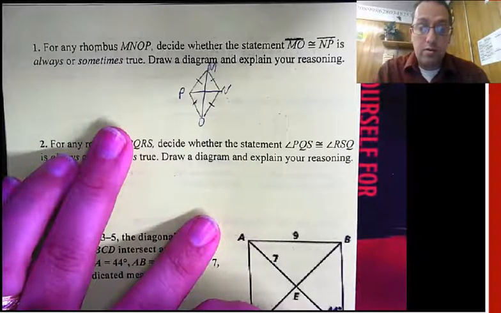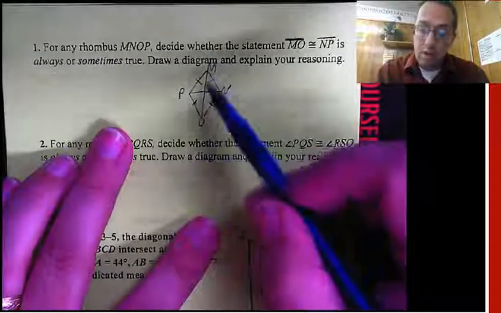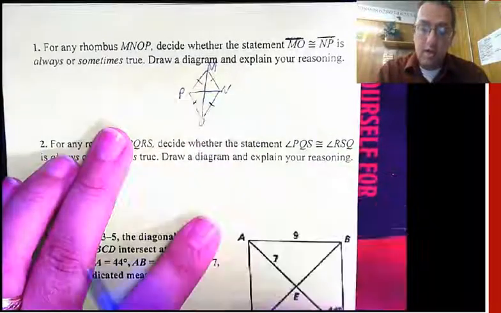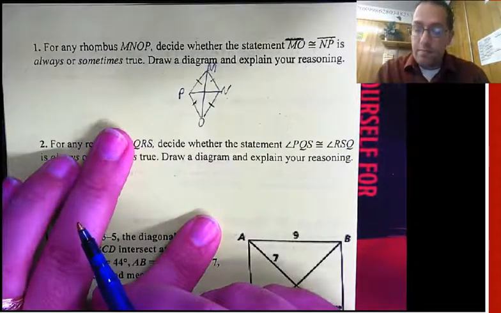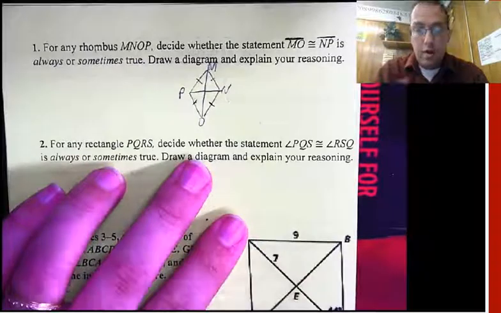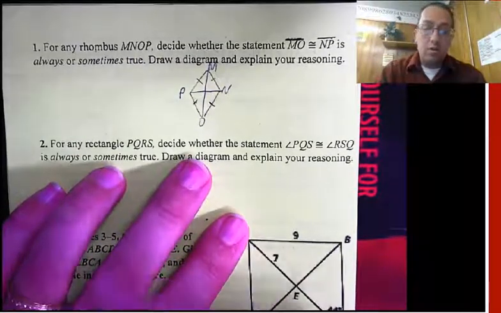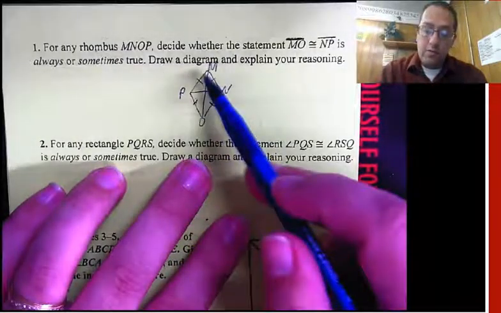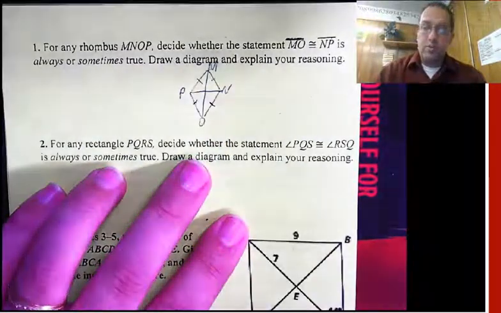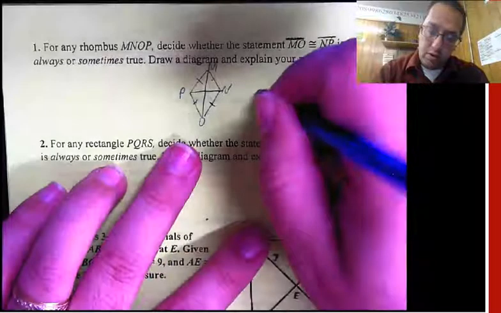And we can look at those and see, no, those aren't congruent to each other. MO is longer than PN, so that's no good. However, remember, there's a special case of rhombus, which is the square. So if it doesn't work for the general, you need to check to see if it works for the specific, see if it works for squares.